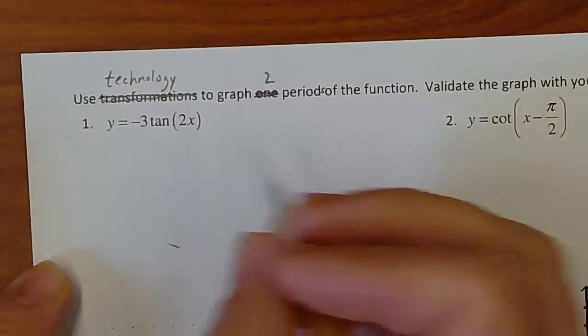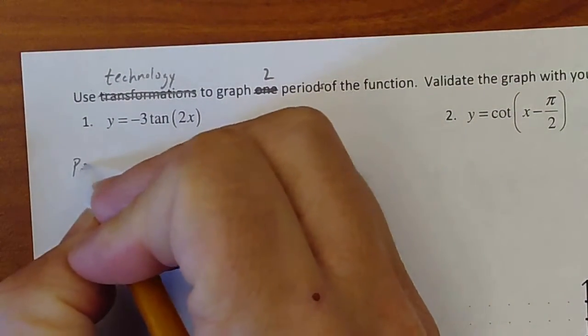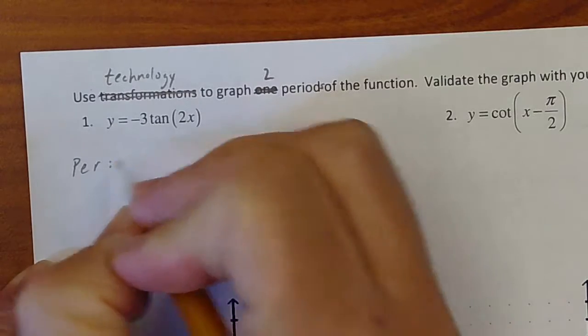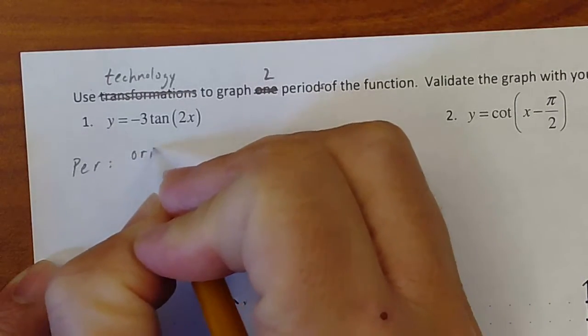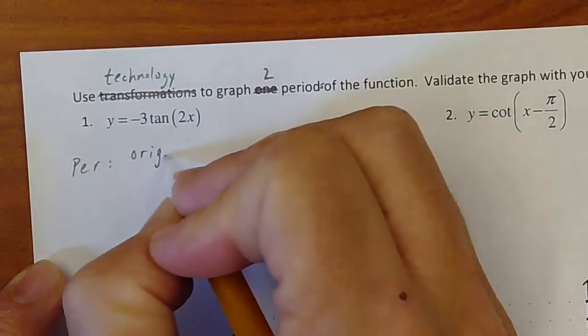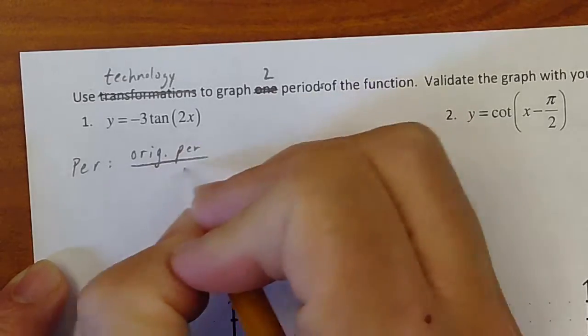So here we go. Step 1, let's just figure out what the period is going to be. I'm going to write this on this side one more time. Remember, the period is always the original period divided by b.